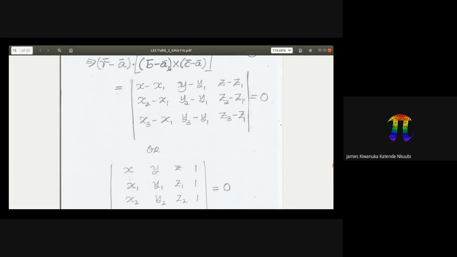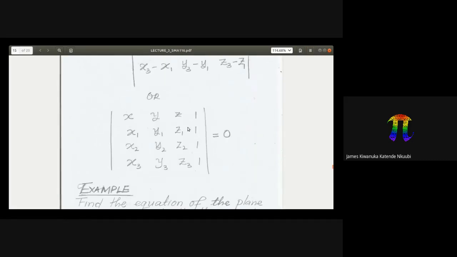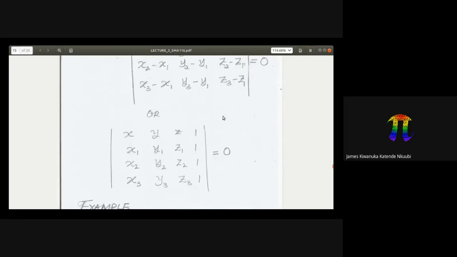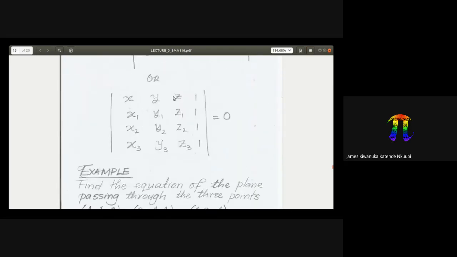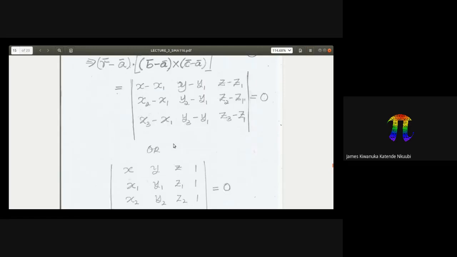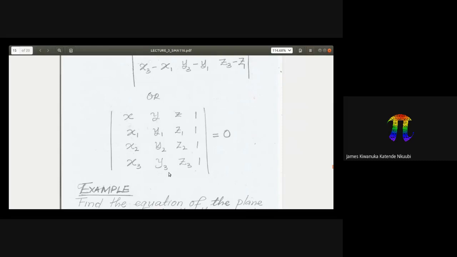So now it can be shown that this determinant of this 3 by 3 matrix is actually the same as the determinant of this 4 by 4 matrix. I will not go into the details of that now. That can be a challenge for you. Try to show that the determinant of this 3 by 3 matrix is the same as the determinant of this 4 by 4 matrix.